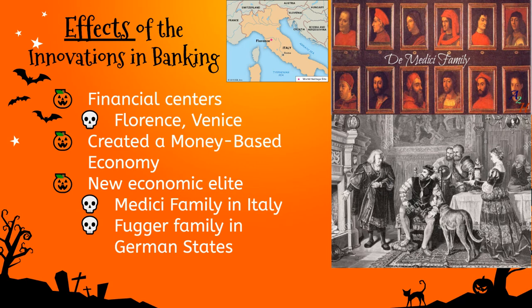And we have the new economic elite. We have two examples for you here. One we've talked about before, but we want to emphasize it: the Medici family in Italy. The House of Medici was the greatest bank in Europe. They had multiple branches and they were very successful.